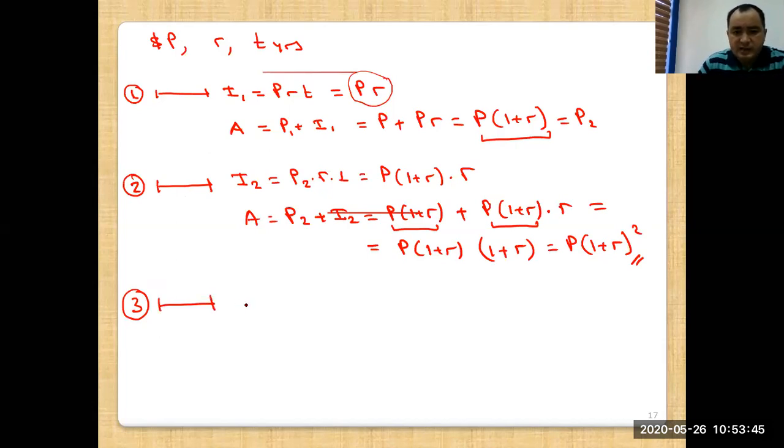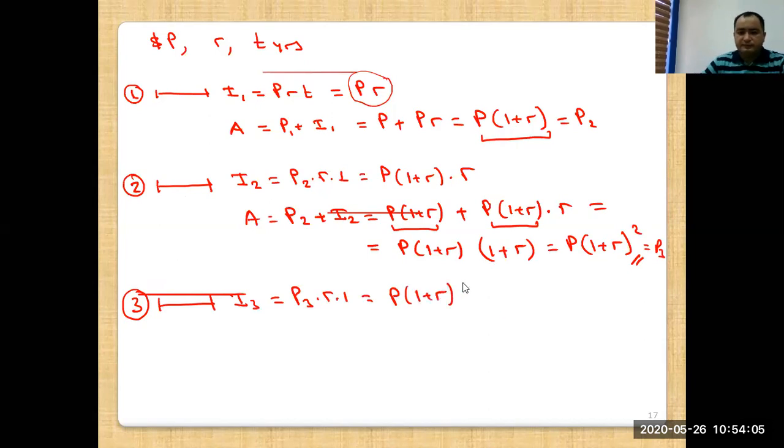So that is I sub 3, that's equal to P sub 3 times the rate times 1. This is our P sub 3, the principal for the next year. P sub 3 is P(1 + R) squared, times R. So at the end of the third year, how much money do we have in our account? That is A, that is P sub 3 plus I sub 3.